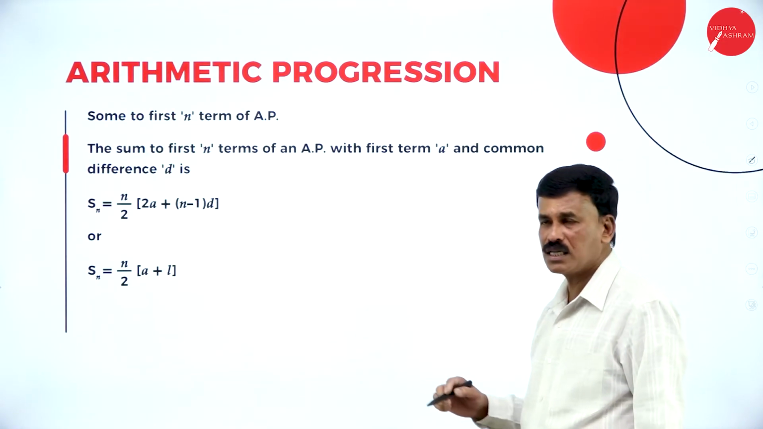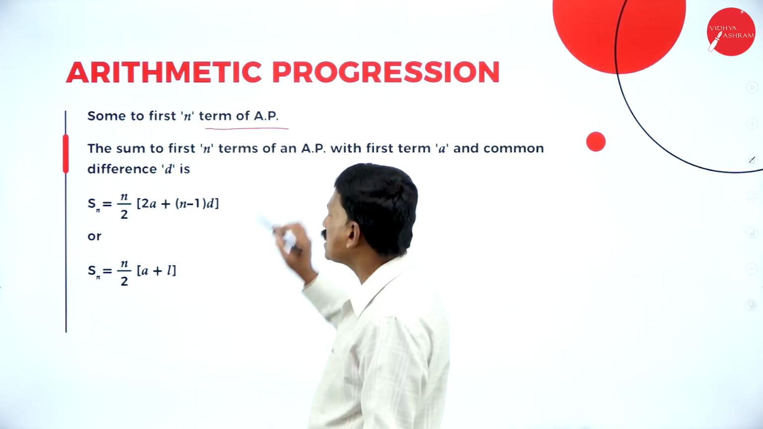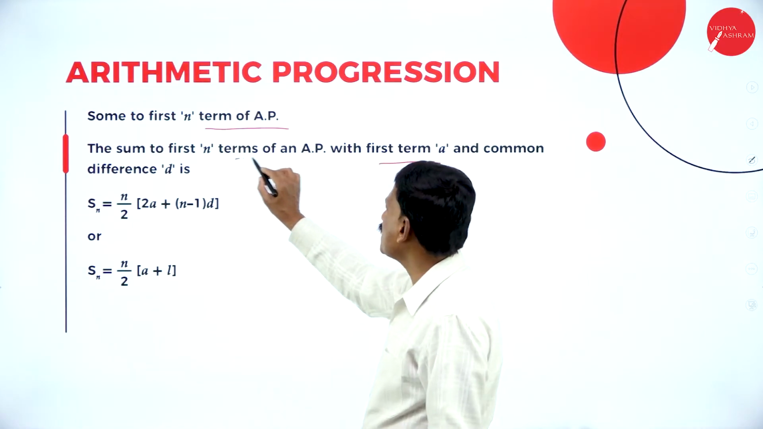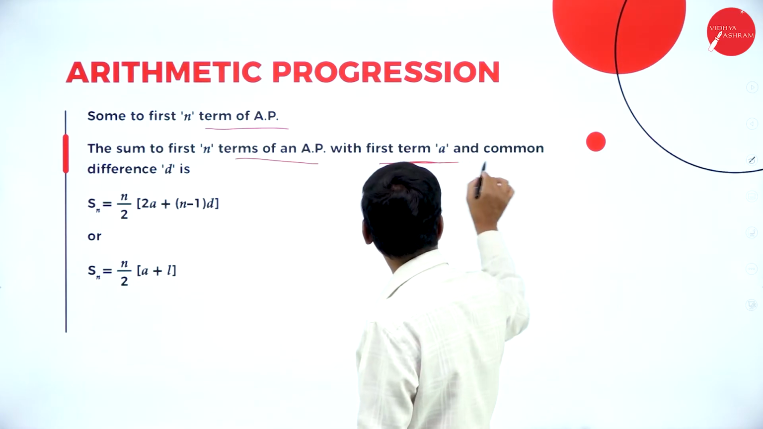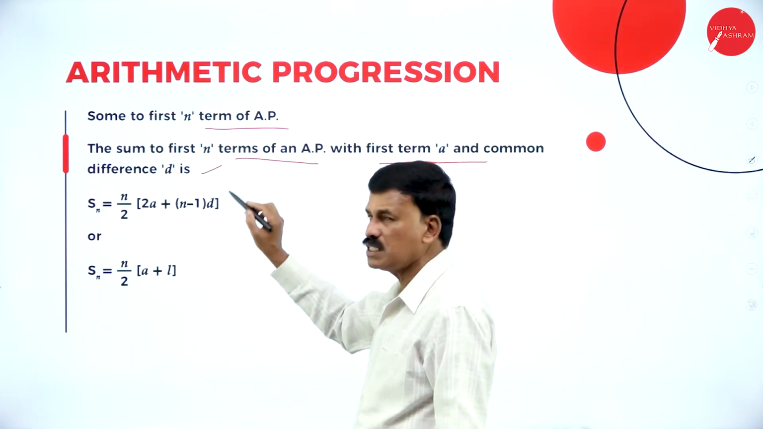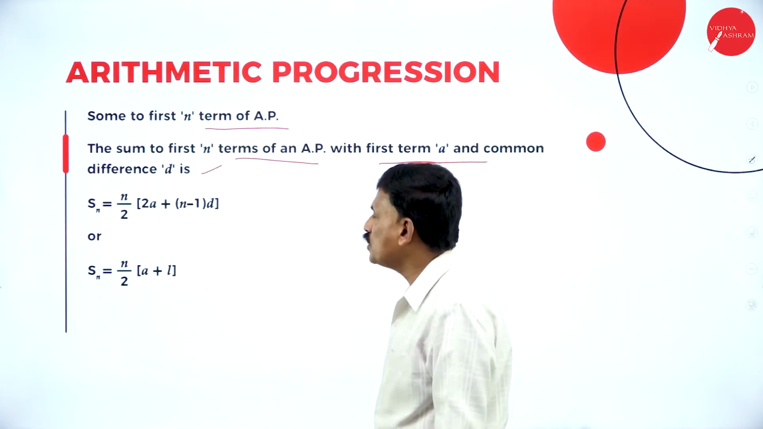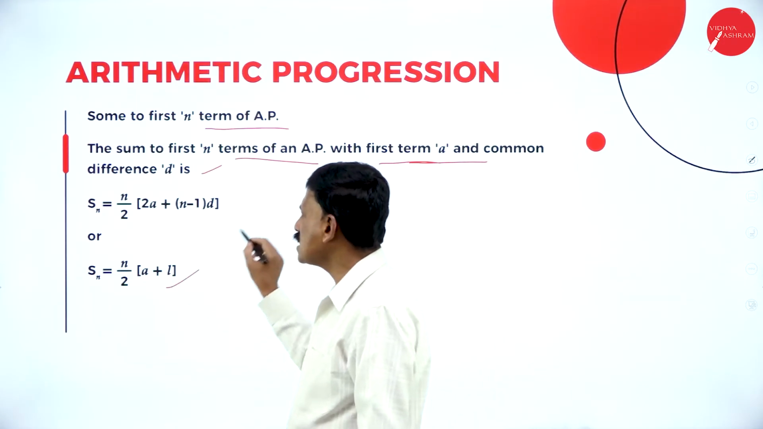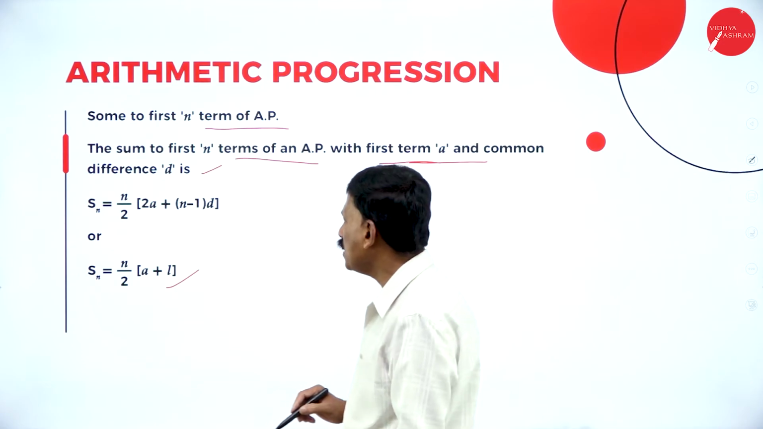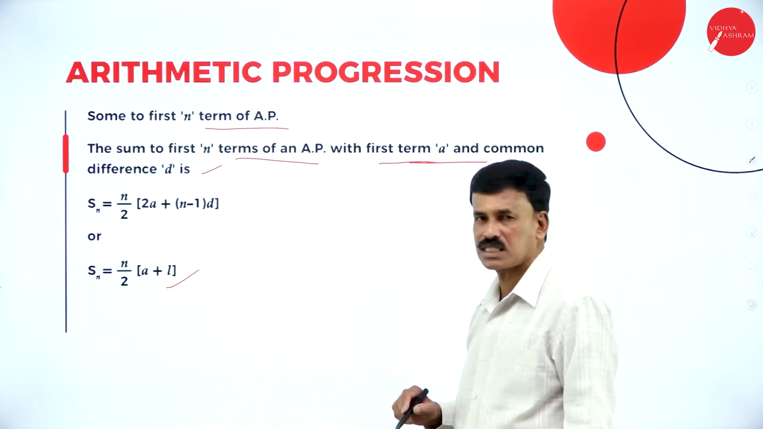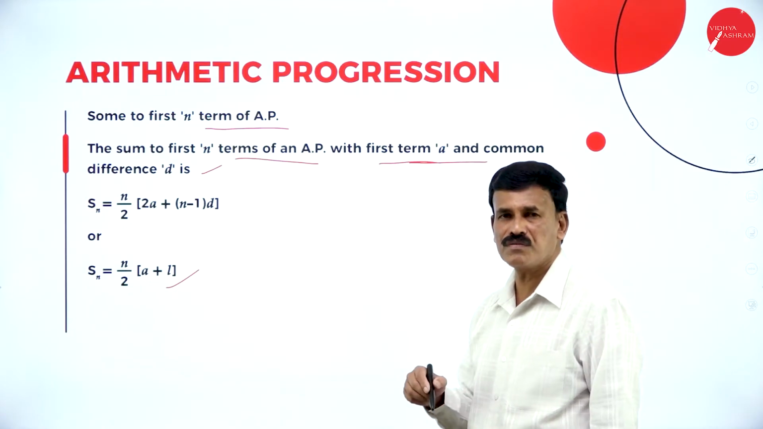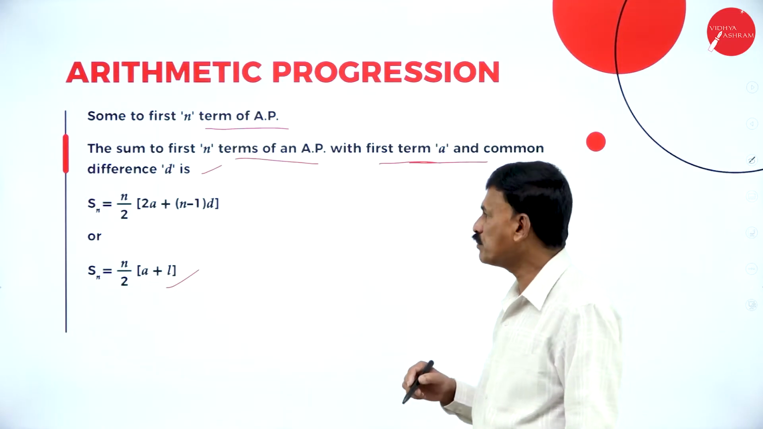Now, to find the sum of n terms of an AP, the sum of first n terms of an AP with the first term A and the common difference D is Sn is equal to n by 2 into 2A plus n minus 1 into D, or Sn is equal to n by 2 into A plus L, where L is the last term. Okay. So, this is how we are going to find the sum of n terms of an arithmetic progression.